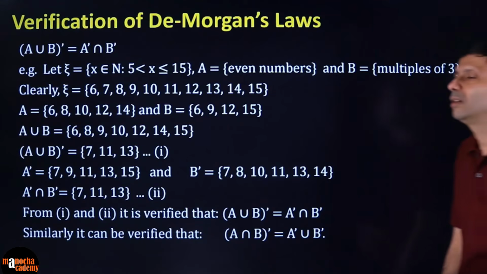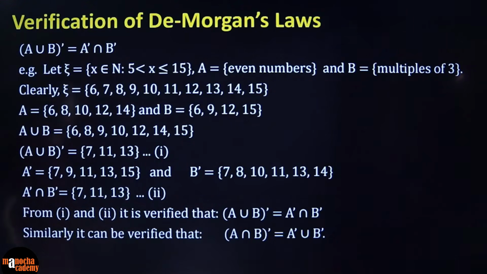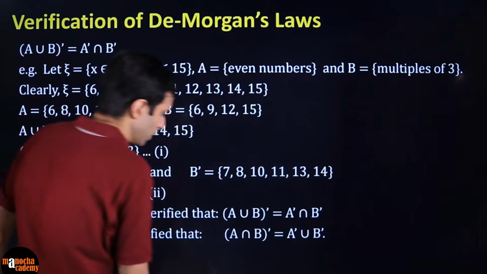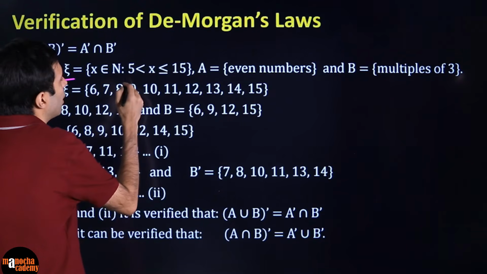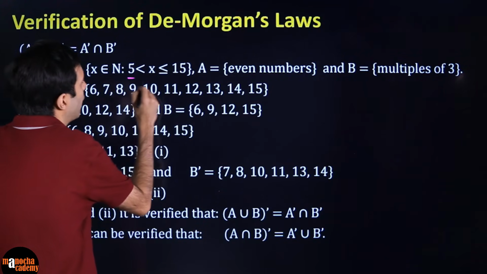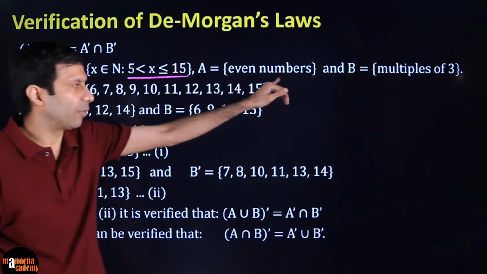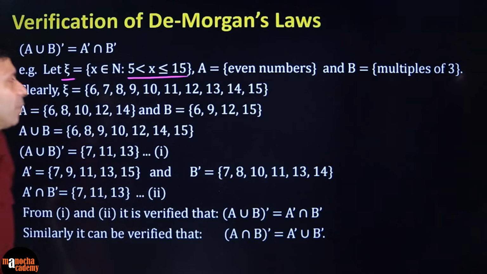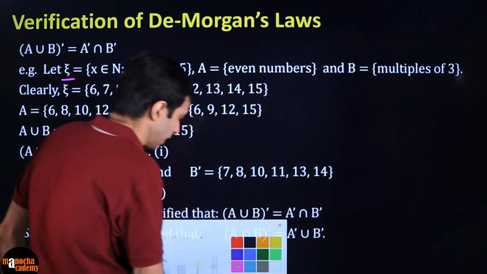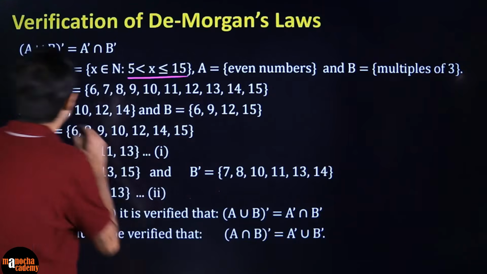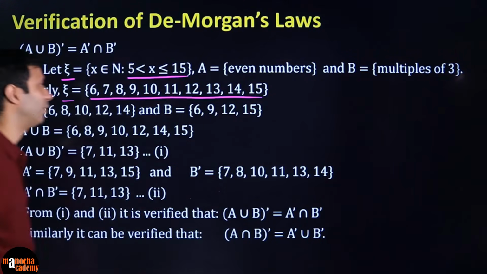So what will you do here? Same thing. Now for verification, since we are taking complements, we must include a universal set. So let the universal set, let's say it's natural numbers greater than 5, less than or equal to 15. And it's given to us that set A is a set of even numbers, set B is the multiples of 3. So clearly our universal set is going to be this one. This is our universal set here, 6, 7, 8, 9, 10, 11, 12, 13, 14, 15.